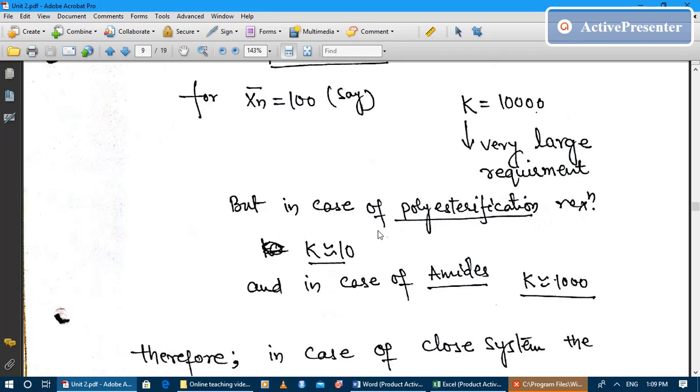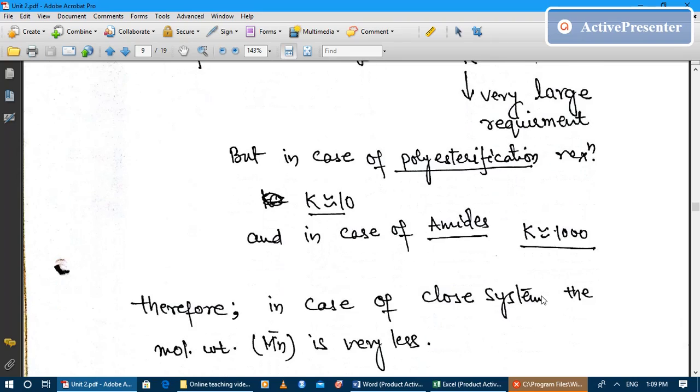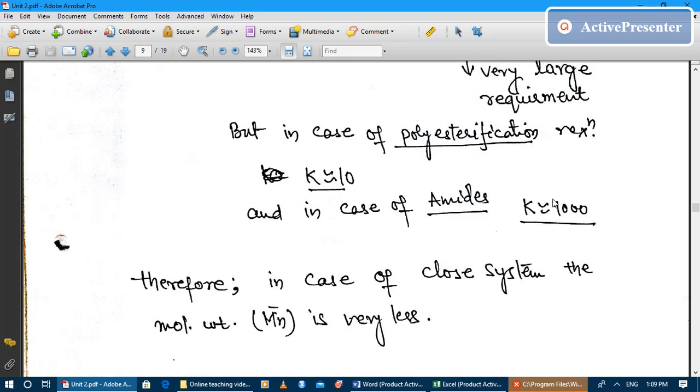In the polyesterification reaction, the value of the equilibrium rate constant may be as high as 10 or near 10. So the requirement of 10,000 is almost 1,000 times higher. However, in the case of polyamides, the value of the equilibrium rate constant may be as high as 1000. But in the case of polyesterification, the value of the equilibrium rate constant is near 10.